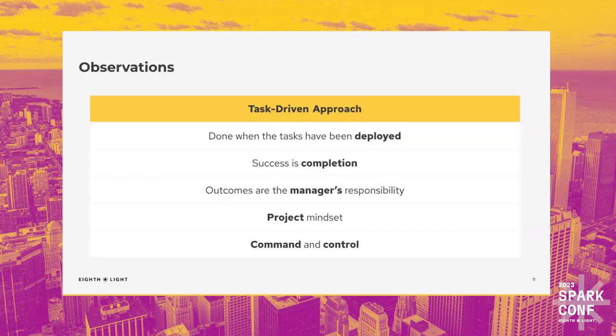So some observations about this scenario. The team is done when the tasks have been deployed, right? When the feature is done, when it's in production, the team's done. Success is completing the work, but building the right thing is the responsibility of the manager. They're most concerned with delivering a feature, often with a deadline, which describes an output-driven or a project mindset. And this is a command and control style organization, where managers dictate the work and the team carries out the tasks. So I've labeled this the task-driven approach. That'll come back later.